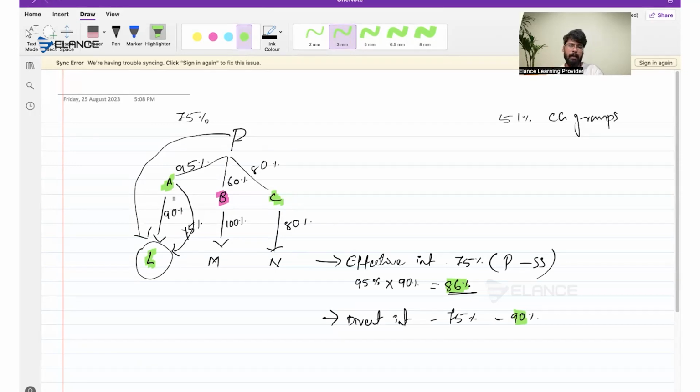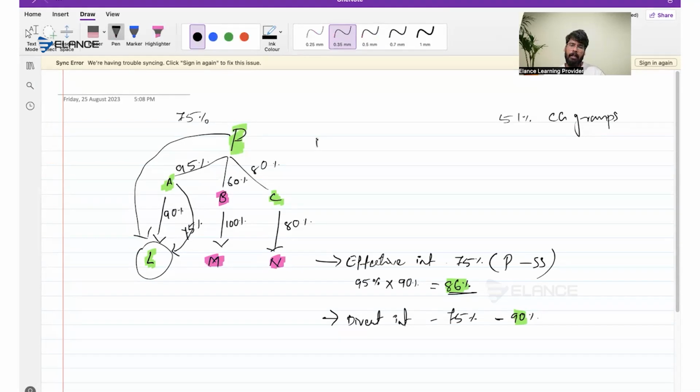So the green marked companies can join the 75% group. Red marked companies cannot join the 75% group. In our example, P company, A company, C company, and L company can join the 75% group. And what are the advantages of joining the 75% group? There are certain advantages.